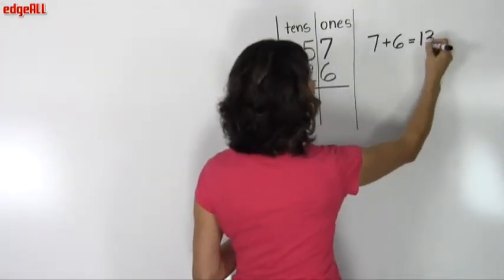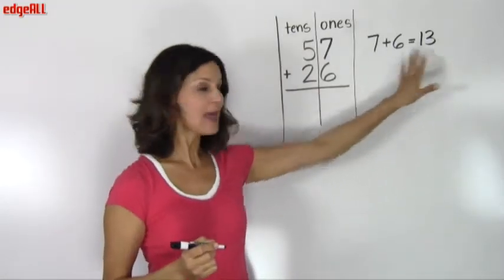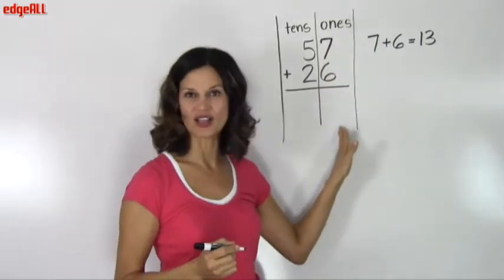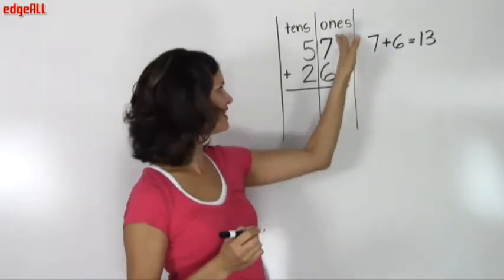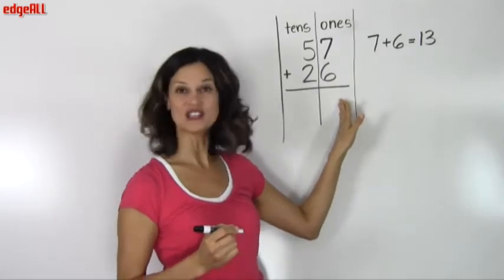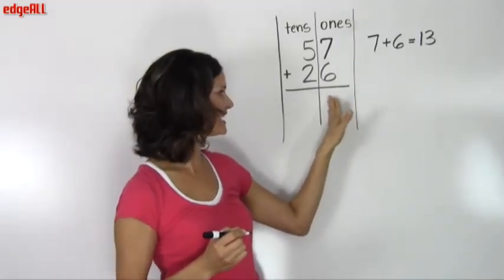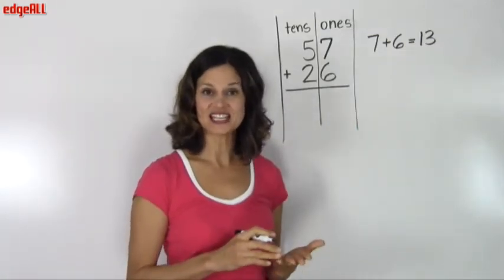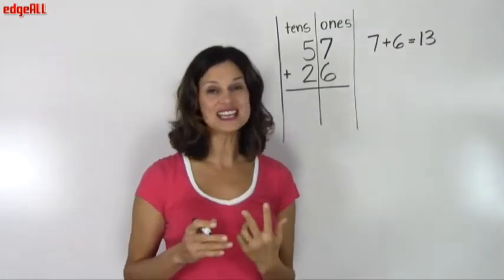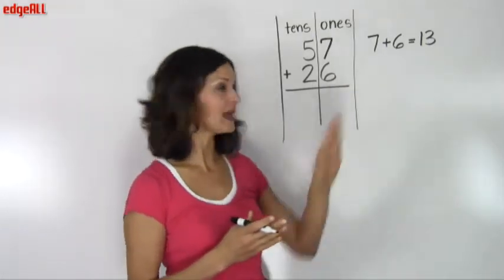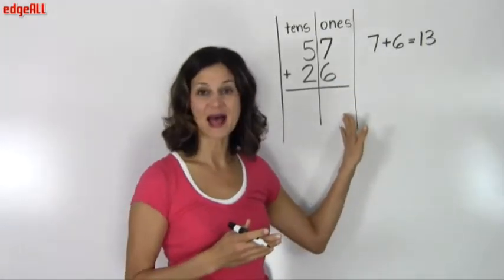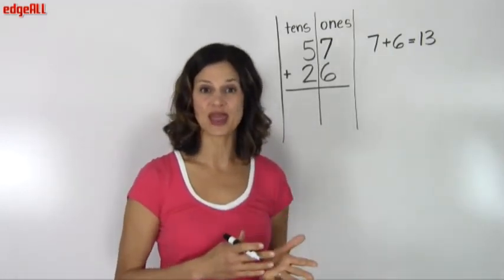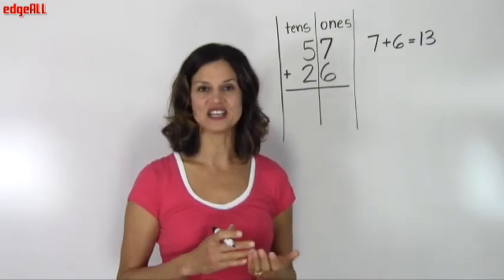So we have this answer of 13, and the problem is that we only have one space in our ones column to put our answer to this addition. And so we don't have room to put the 13 here in the ones column. Since the sum of the digits in the ones column has two digits, it won't fit in the ones place of the sum. So we need to learn a concept of regrouping before we can add such numbers.